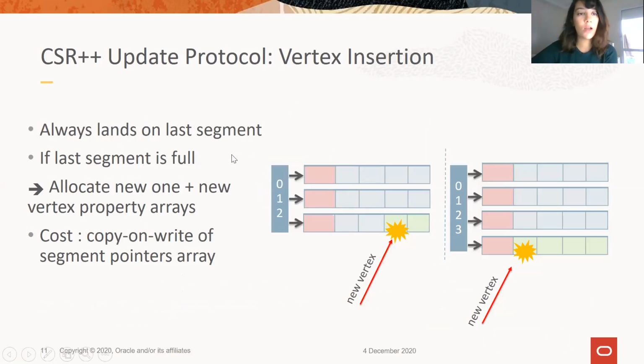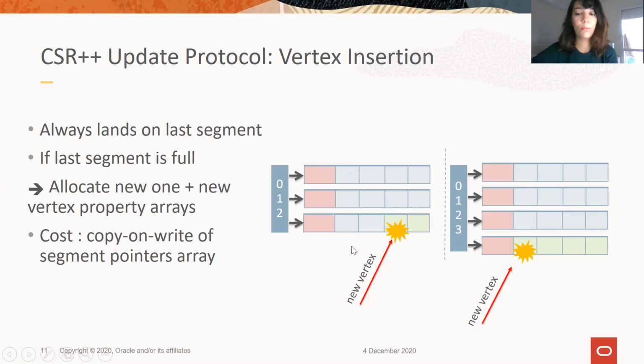Next, now that we talked about the design of the topology, meaning how we store vertices and how we store edges and then properties, we're gonna talk about the update protocol of CSR++. The updates can be defined as three main update protocols: the vertex insertion, the edge insertions, and then the deletions for both vertices and edges. So for vertex insertions, we're going to start with this one. This slide presents an example of how the vertex insertion is implemented.